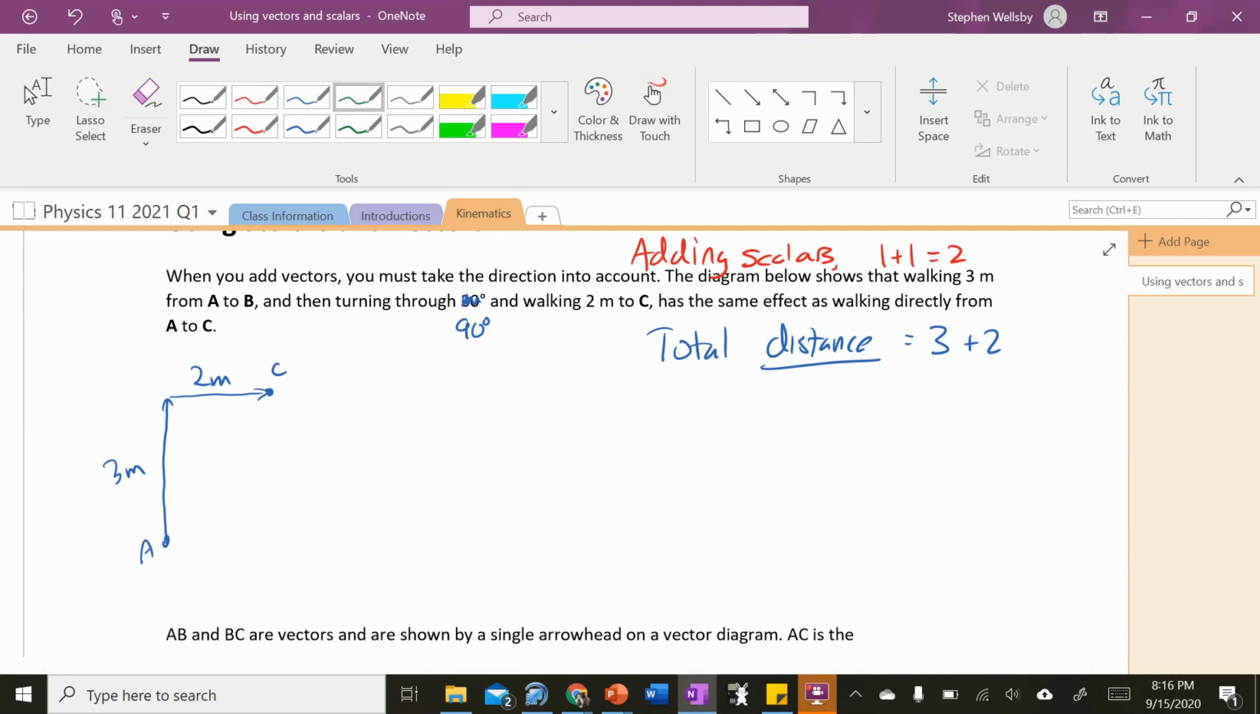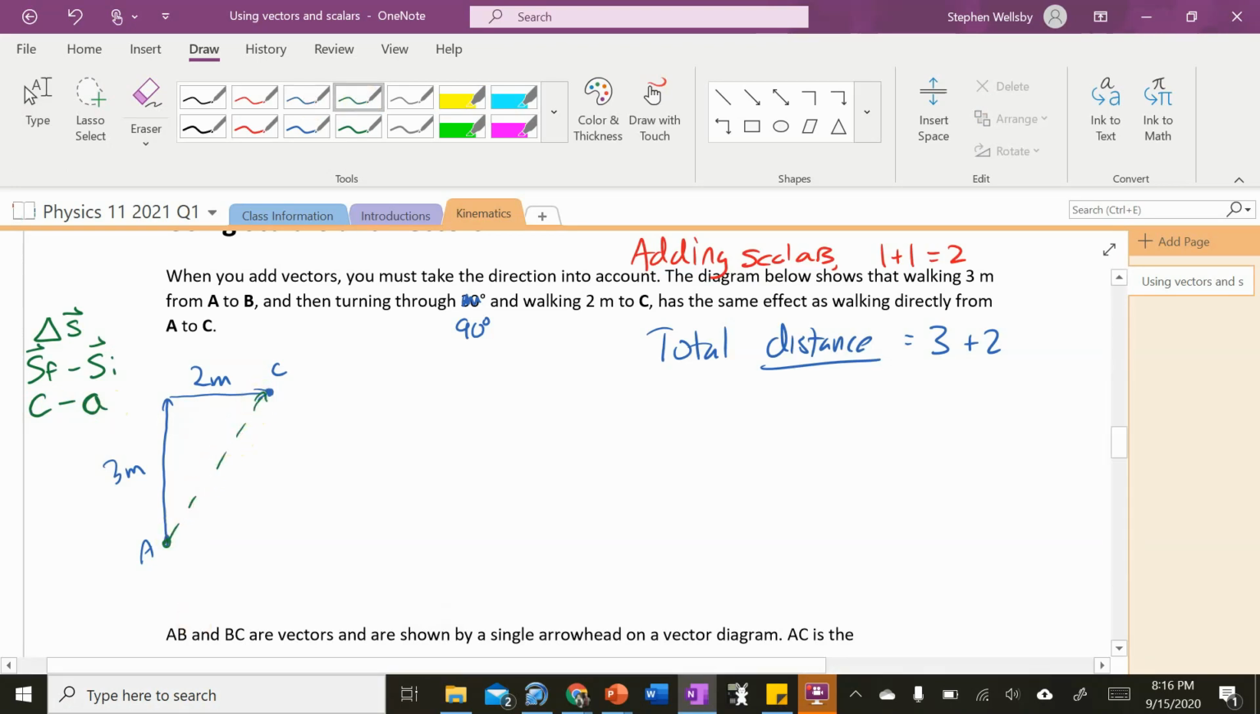Now in this case here, what if I want to know my displacement? So my displacement is the change in position. And what I mean by change in position, we use this delta S, change in position is the final position, S final, minus my initial position. Okay, actually, let's just make it easier for you. We'll keep it as S. So final position minus initial position. So this is the difference from point C to point A. So my displacement is this line right here.